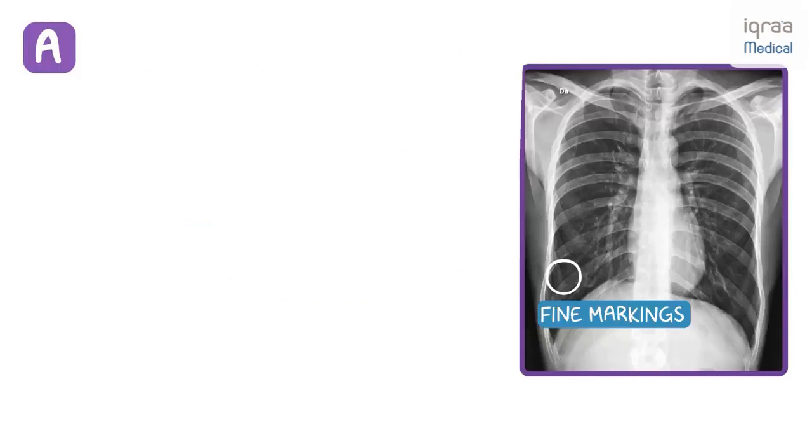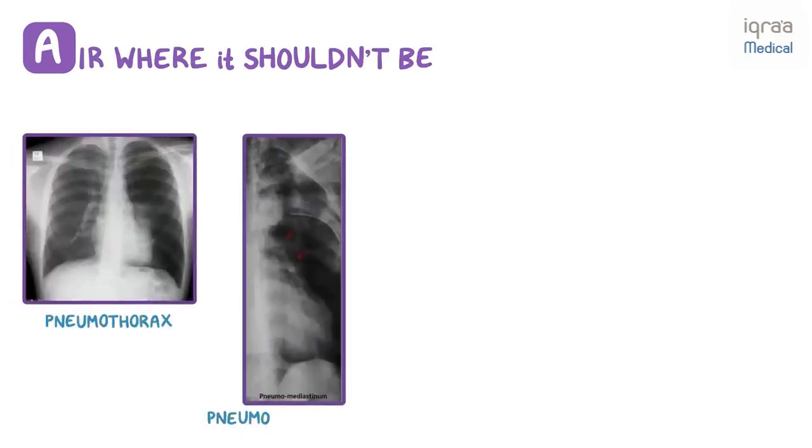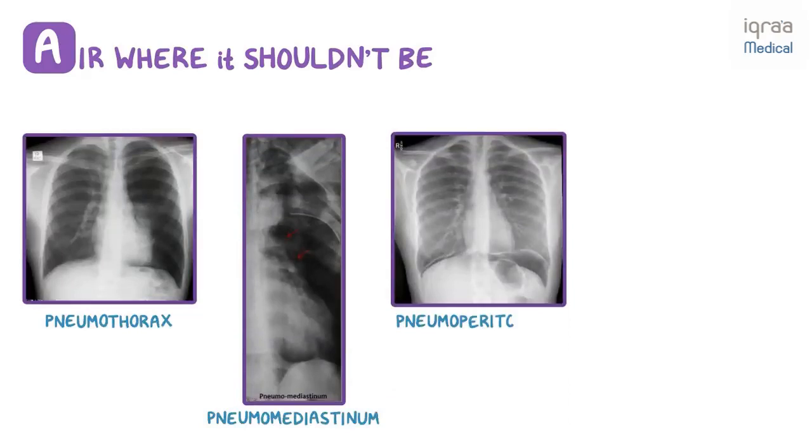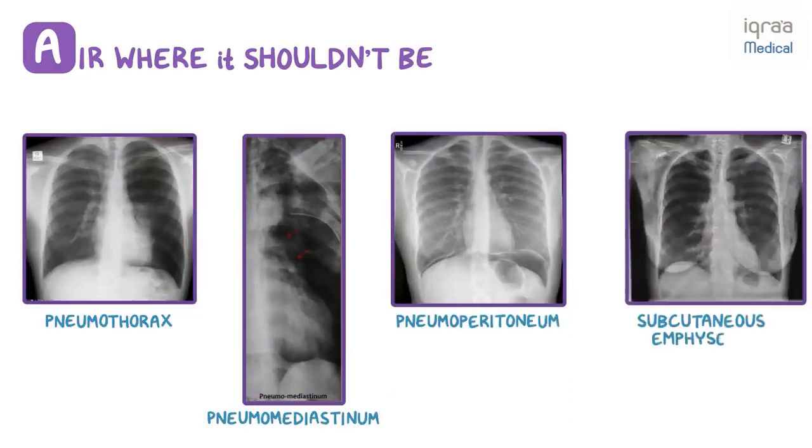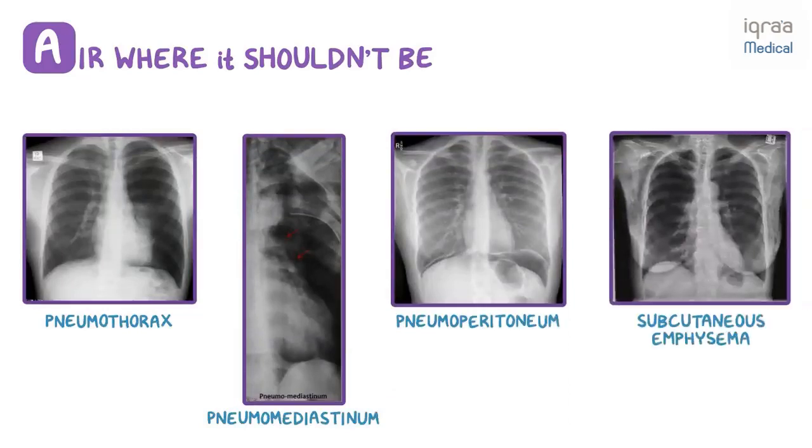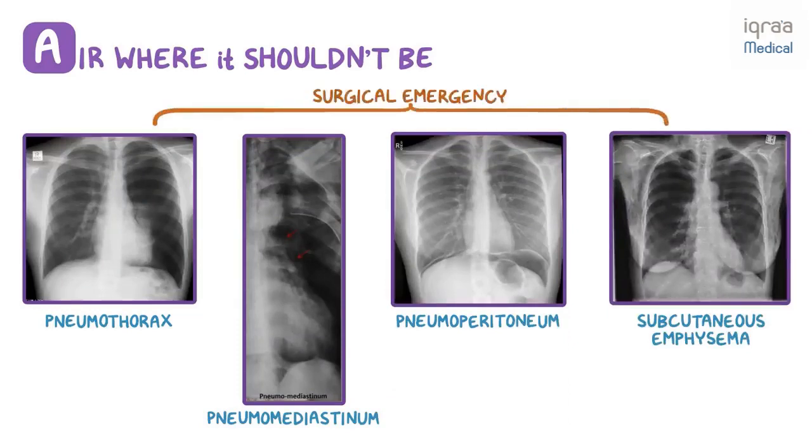A also reminds us to make sure there isn't air where it shouldn't be. Finding air where it should not be, or more commonly, ruling it out, remains one of the most important uses of medical X-rays. Diagnoses like pneumothorax, pneumomediastinum, pneumoperitoneum, and subcutaneous emphysema are all examples of air where it shouldn't be. All of these are surgical emergencies and can be diagnosed by a simple chest X-ray.